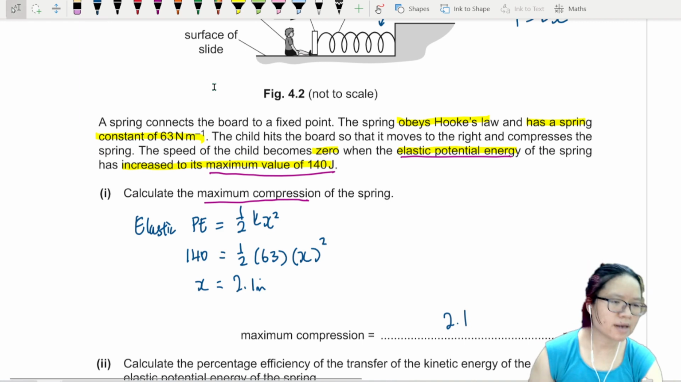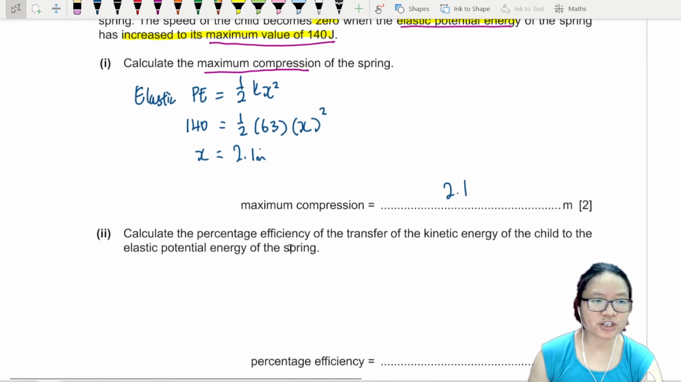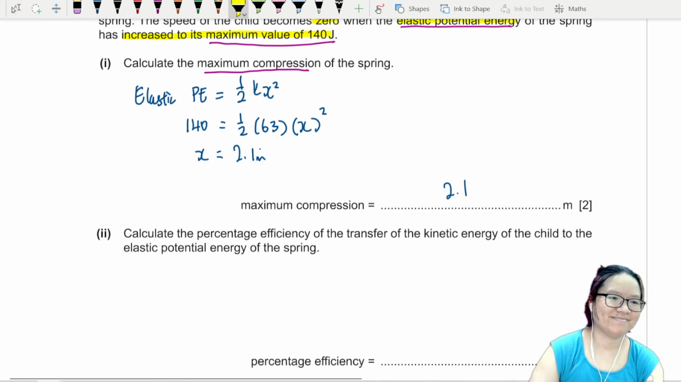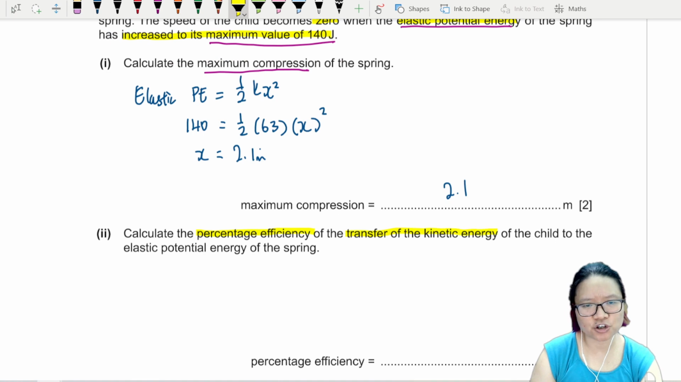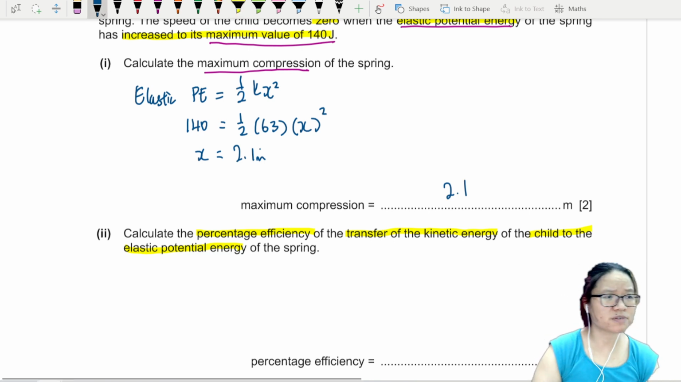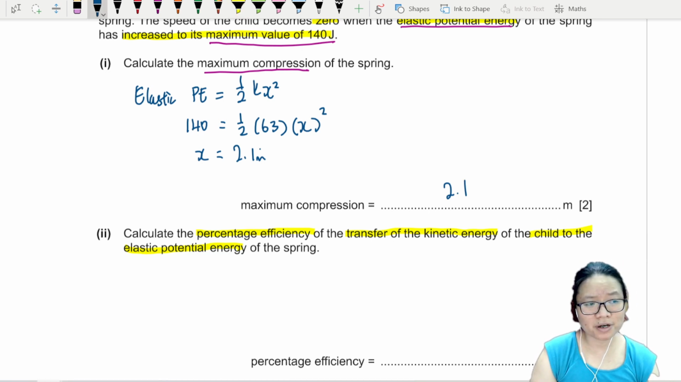Okay. Calculate the percentage efficiency of the transfer of the kinetic energy of the child to the elastic potential energy of the spring. Sure, don't have 100% transfer, man? No. Remember at Y, your KE is 300 joule.